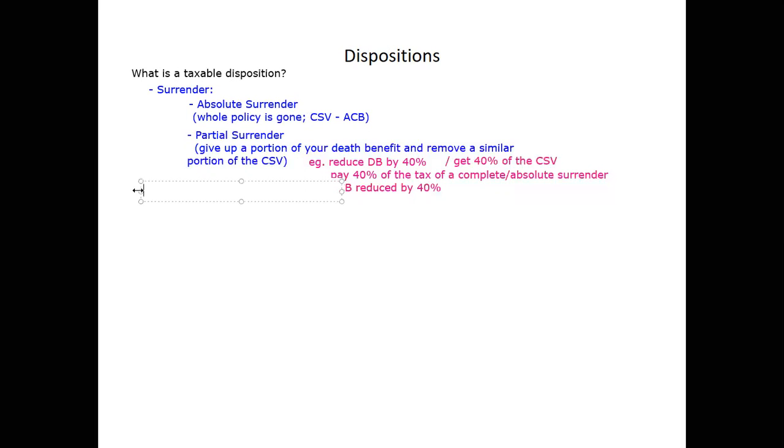What else could happen that could constitute a disposition? Perfect. If we have an assignment of the policy, an absolute assignment, not a collateral assignment, you actually have to have a change of ownership, a true change of ownership. Okay, a collateral assignment is not a change of ownership. It only gives an entity ownership of the death benefit.